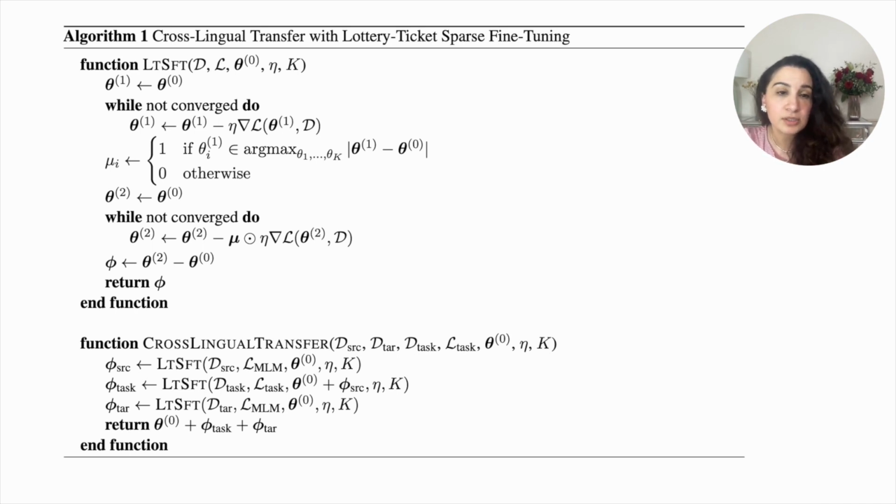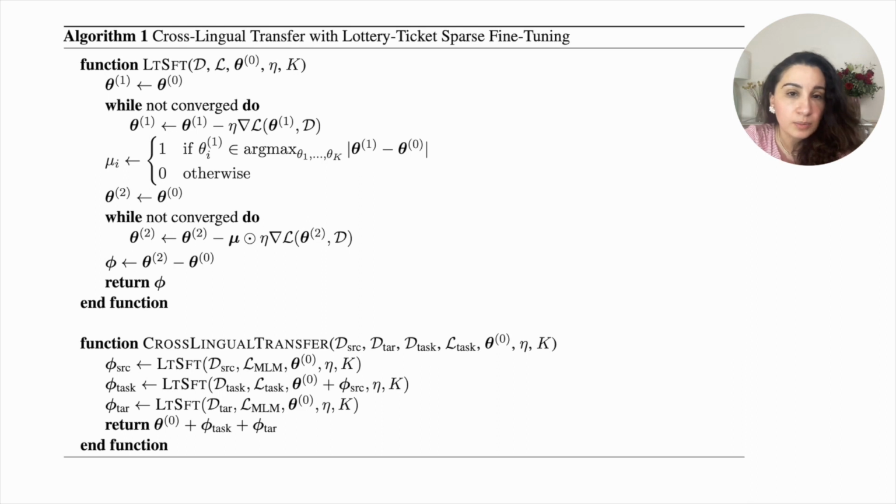For cross-lingual transfer, we perform lottery ticket sparse fine-tuning in 3 steps. First, on the source language using the pre-trained model and a masked language modeling objective. This gives the phi source, or the difference vector for the source language. We add this to the pre-trained model parameters, and this gives a model fine-tuned on the source language. Second, we perform lottery ticket sparse fine-tuning on the task in the source language using the model fine-tuned on the source language in the first step. This gives a difference vector phi task.